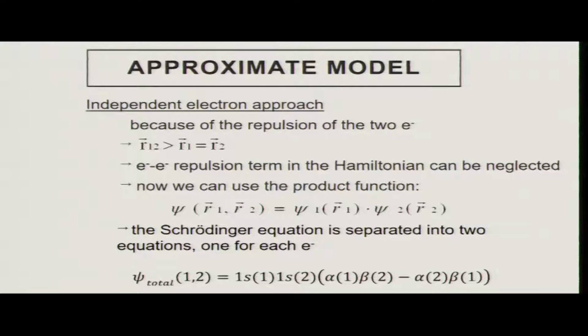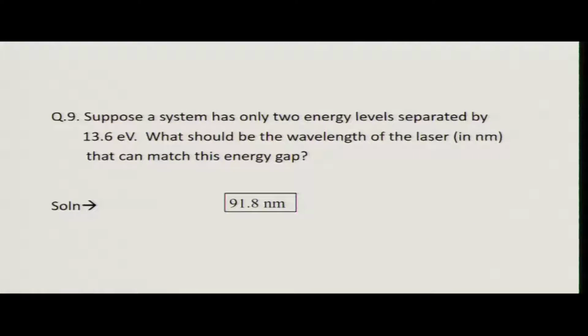So, this model includes the Pauli's exclusion principle in terms of the spin. Now, finally, we also looked at some problems which were just looking at if it was possible to understand how the energy transfers were being looked at. It is a very simple question which asks, if there are only two energy levels separated by, say, the ionization potential of a hydrogen atom, which is 13.6 electron volt, what should be the wavelength of the laser in nanometer that can match this energy gap.